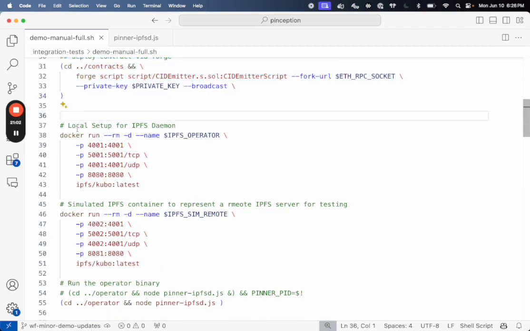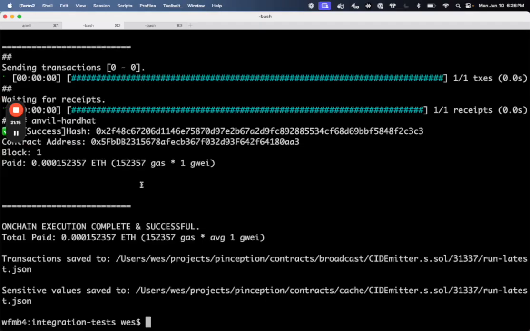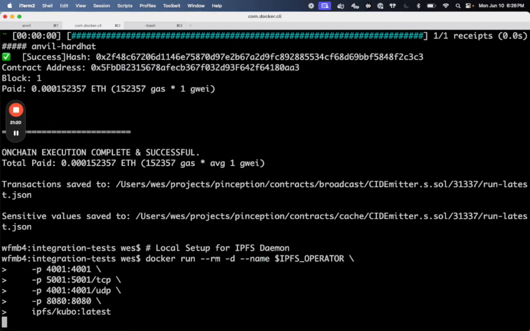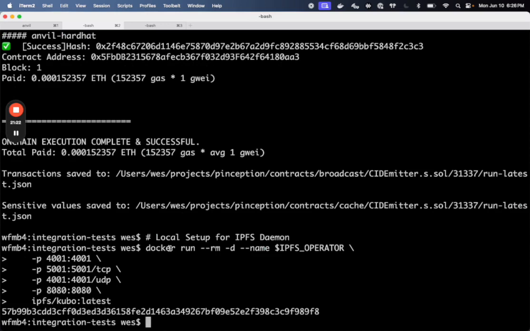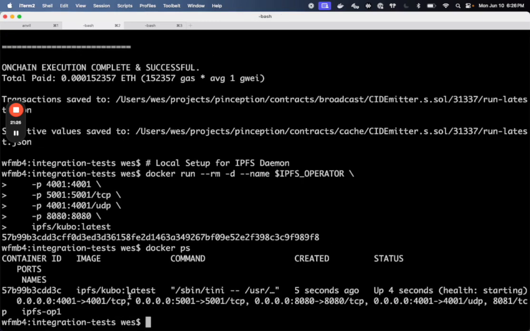We're going to run a local IPFS daemon here. This is specifically going to be simulating our operator, because the operator is running that Kubo node off chain. So this is actually the Kubo Docker container. You can see here we're just running the latest Kubo version. So let's run that. Perfect. Okay, so that's running. Let's just check it. Docker PS. Okay, good to go there.